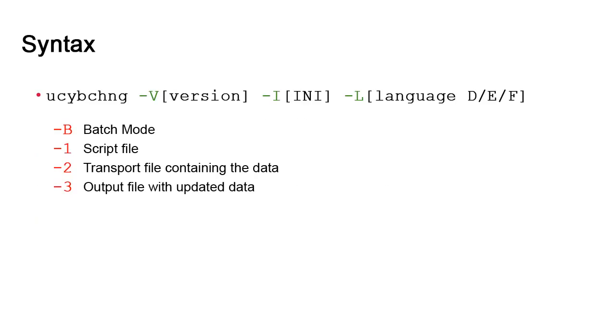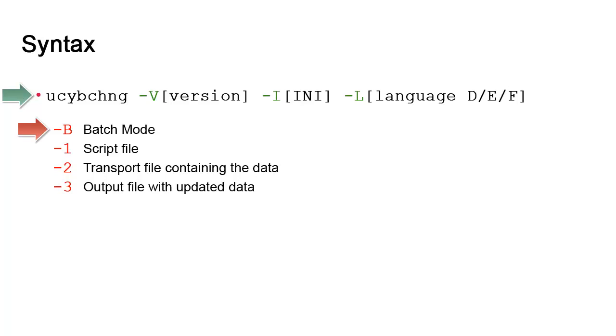The syntax is pretty simple. The executable is ucbchng. There are optional options which are common to all utilities. -v prints the version, -i points to the ini file, and this is only needed if the file is not in the same location as the executable. -l is for the language. -b is required, it's for batch mode, and it's a constant for all utilities.